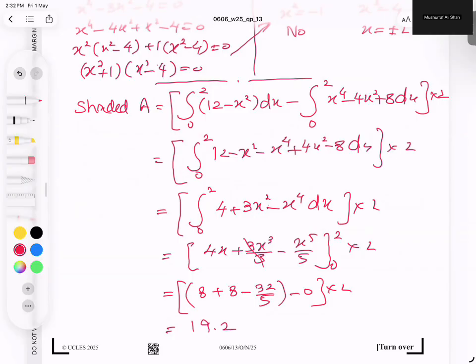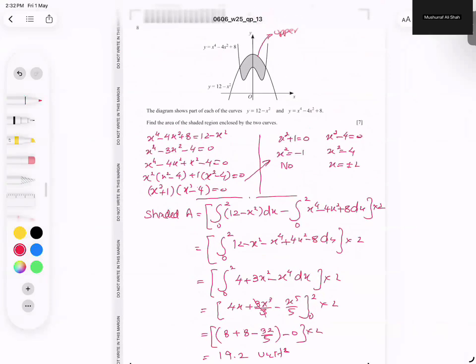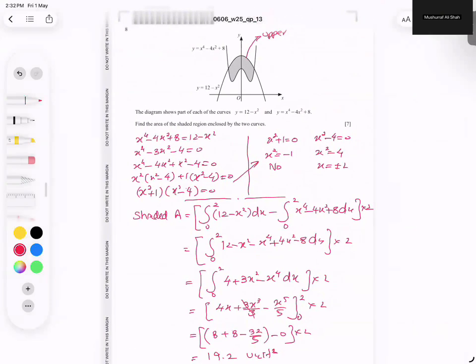I hope you understood very well, students. We have done it the easy way. If we do the other way, it is also right, not wrong at all. Unit squared is area. I hope the concept of the question is clear, and we have done the complete question.